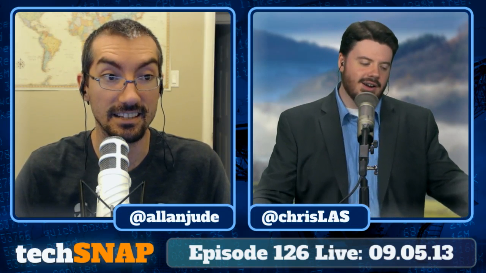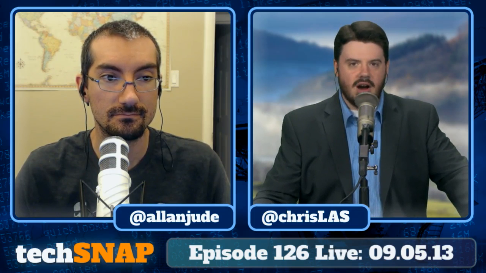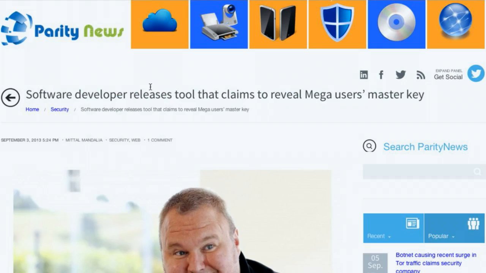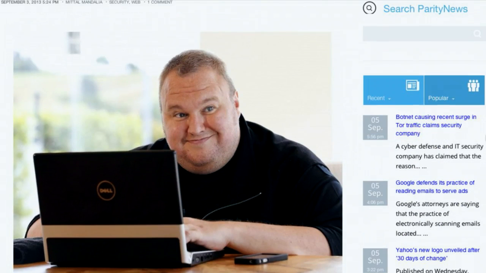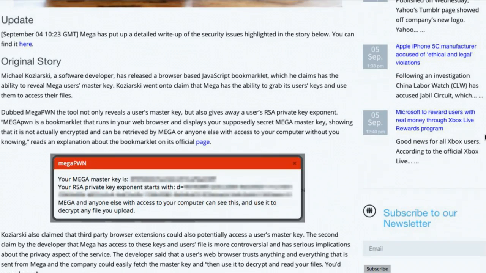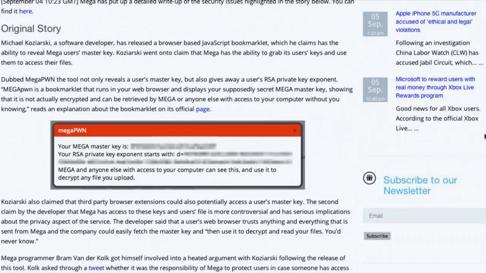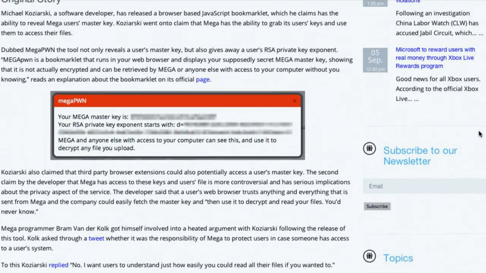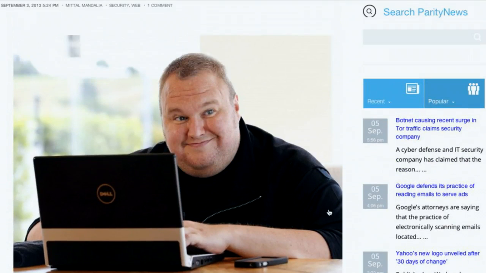Alan, our first Roundup brings Kim.com back into the show. It's been too long since we've had a story about Mega and Kim.com, so what's going on with this one? A security researcher has released an app called Megapone, which is a little JavaScript bookmarklet, which is able to display your private master key for Mega's encryption and your RSA exponent. So basically, it shows that your Mega key and stuff aren't encrypted or anything on your computer. Any JavaScript that's running on your computer can pull that data out. So it's like, Mega's trying, and technically, if your computer's compromised, then your keys are compromised, right?